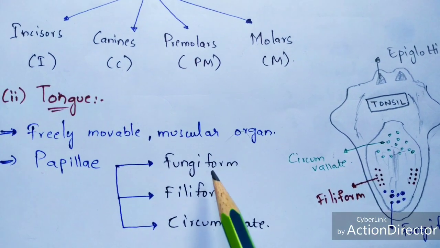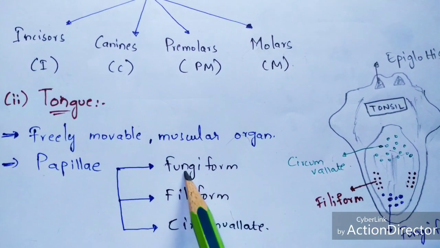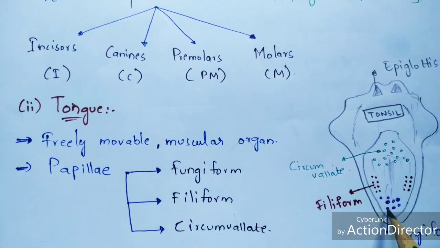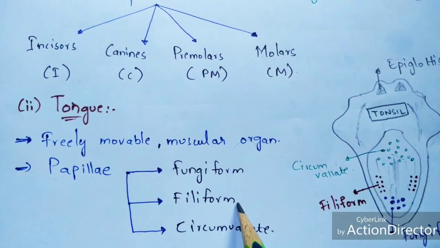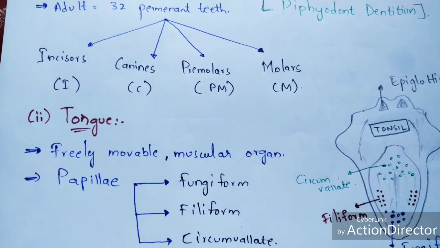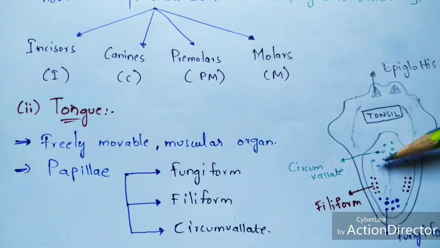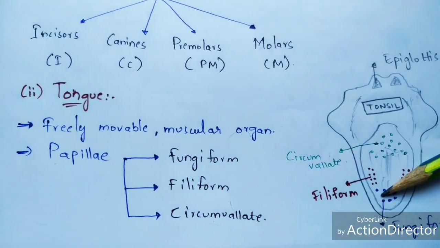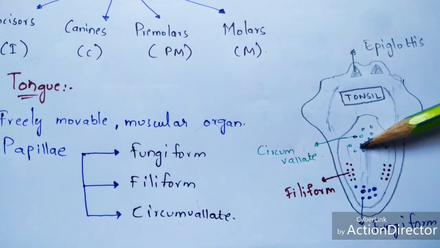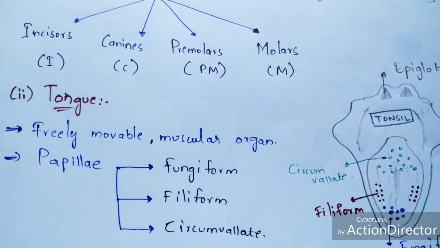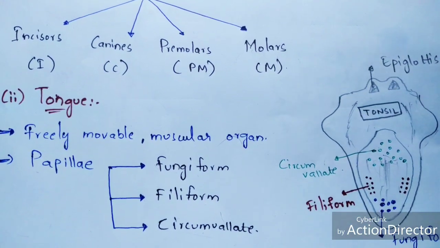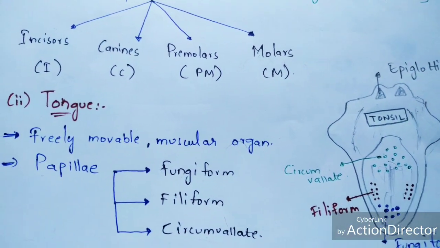Discussing the fungiform papillae, they are present at the anterior region, that is, at the tip of the surface of the tongue. Next, the filiform papillae are present at the sides of the surface of the tongue, and the circumvallate papillae are present at the posterior surface of the tongue here. The blue ones which I have drawn are fungiform papillae, the red ones are filiform papillae, and the green dots are circumvallate papillae. So this is about the tongue, and normally here will be the epiglottis and here will be the tonsils, and when these tonsils get big, then immediately an operation takes place.